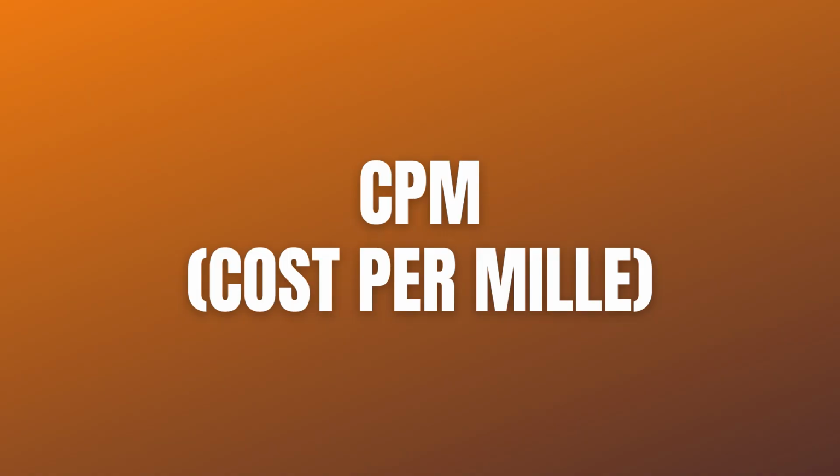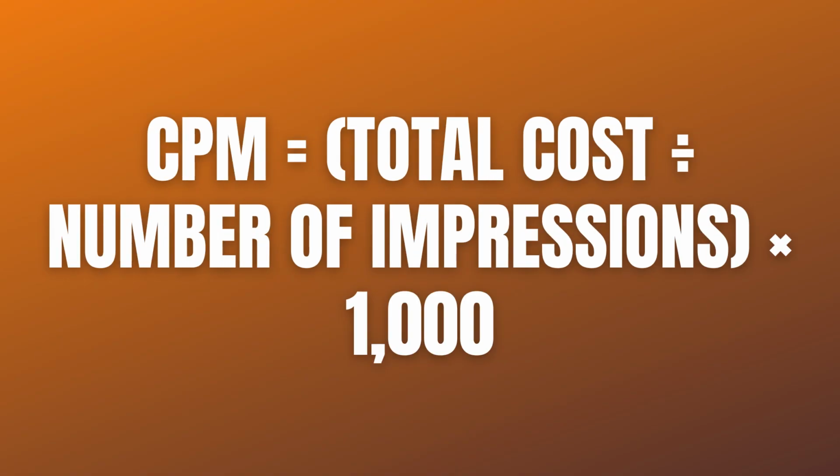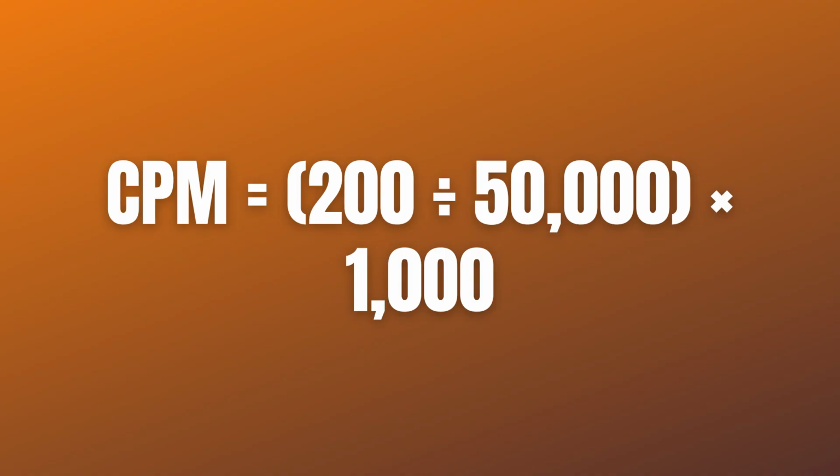There's also something called CPM, cost per mil. Now, back when I was doing printing, that was cost per thousand, which was for print, but it's still basically the same thing. CPM, cost per mil, is the cost of 1,000 ad impressions, and it's commonly used in display and influencer advertising. So, for example, if you spend $200 for 50,000 impressions, well, then your CPM is $4.